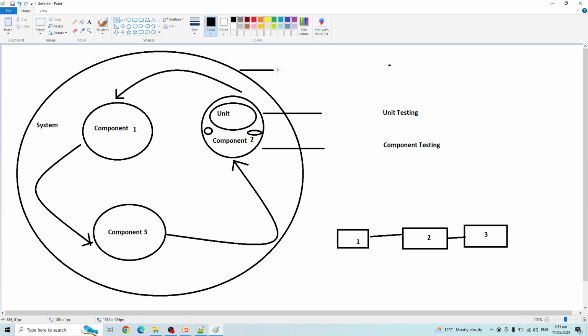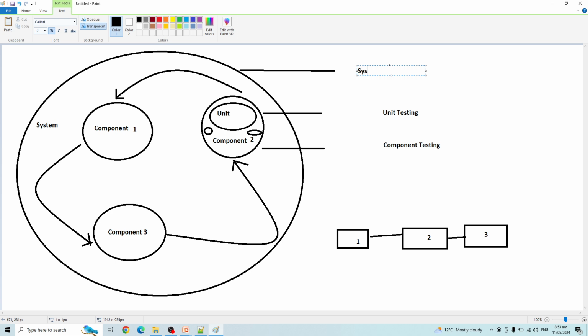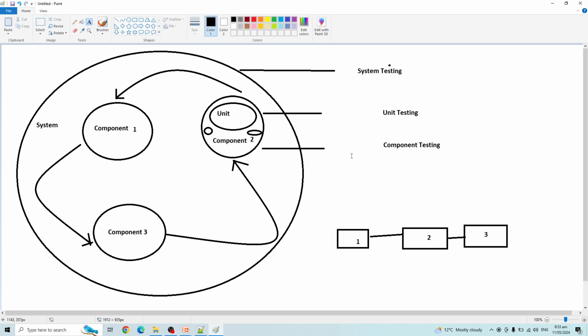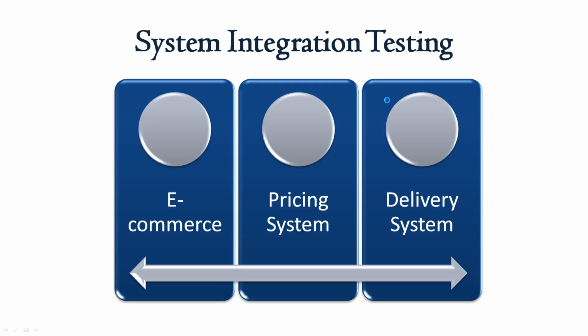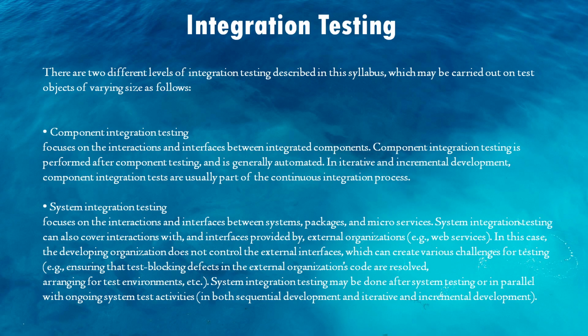Okay, now testing, this part is called system testing. Now you know what unit testing, component testing, and system testing are. Do you remember, like I mentioned, that there are two types of integration testing? In integration testing there are two levels you can be tested: one is component integration testing, the second is system integration testing. Now let's see component integration testing.